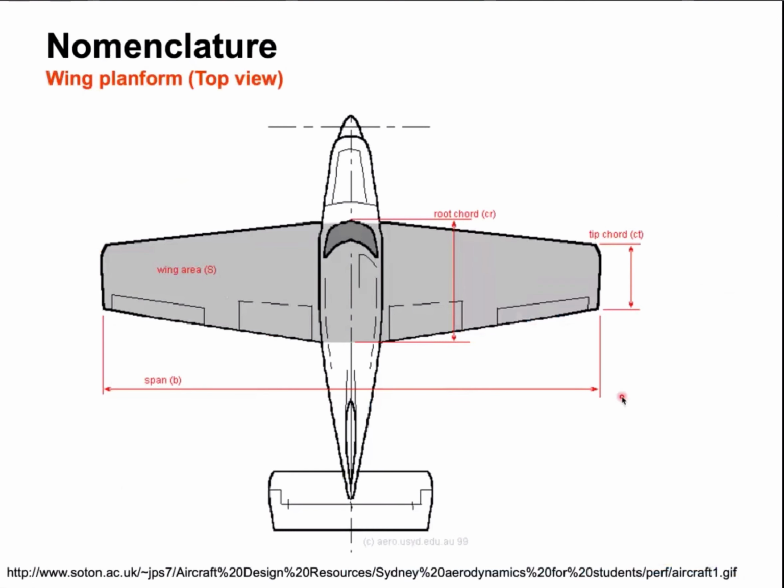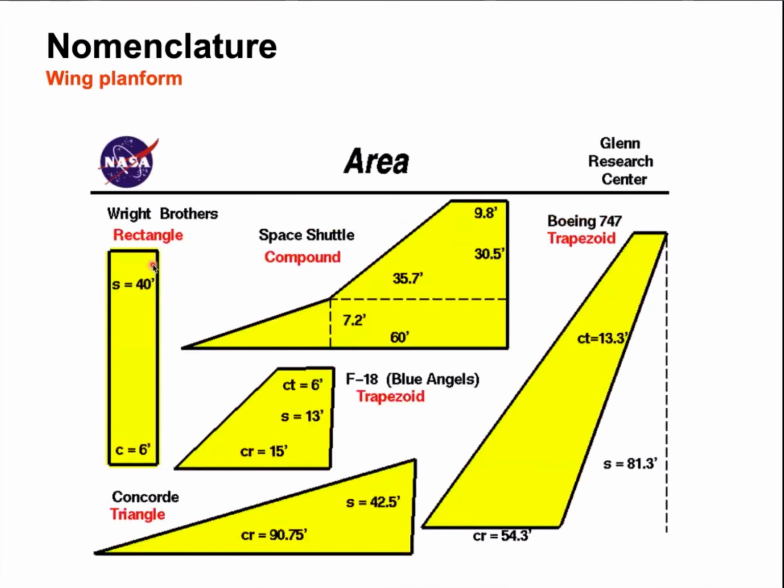Now, if I look at a top view of an airplane, the span is the distance from the two tips, and then the top view shape of the wing is called the planform. So here you have a trapezoidal type of planform for this airplane, and here you sort of have a rectangular planform. And you will see different types of planforms for the wing. So you can have rectangular ones. These are the old, the historic ones.